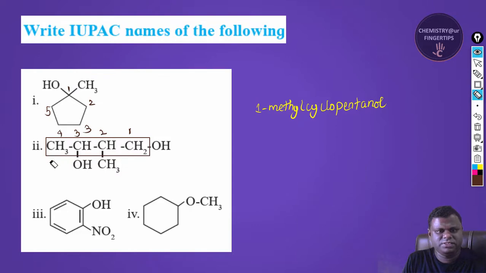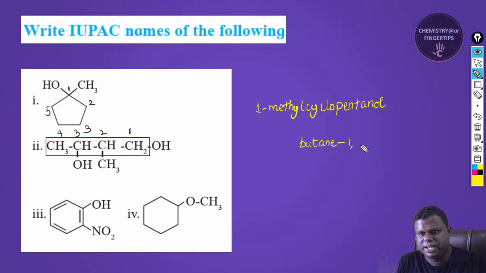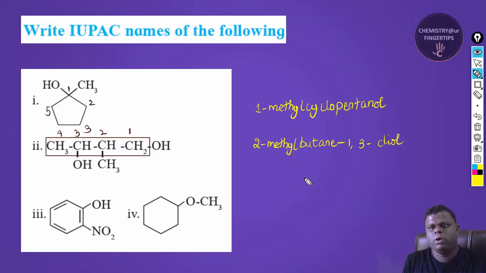Let me just get rid of this. Okay. So you have 1, 2, 3, and 4. 4 means but. Okay. No double bond means ane. So you have butane. B-U-T-A-N-E. Butane, and there is going to be 1,3-diol, right? And then at position 2 you have a methyl, so it's going to be 2-methylbutane-1,3-diol. Okay, now let me see the third one.